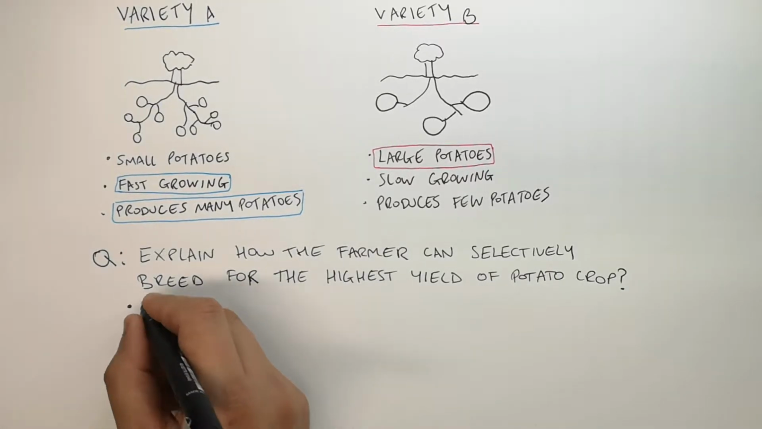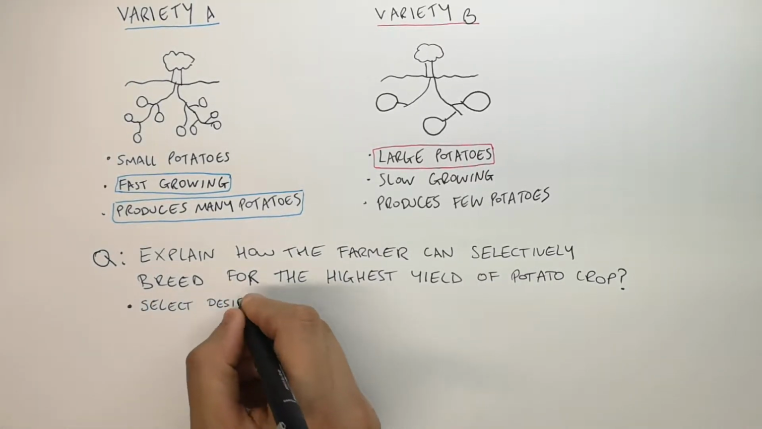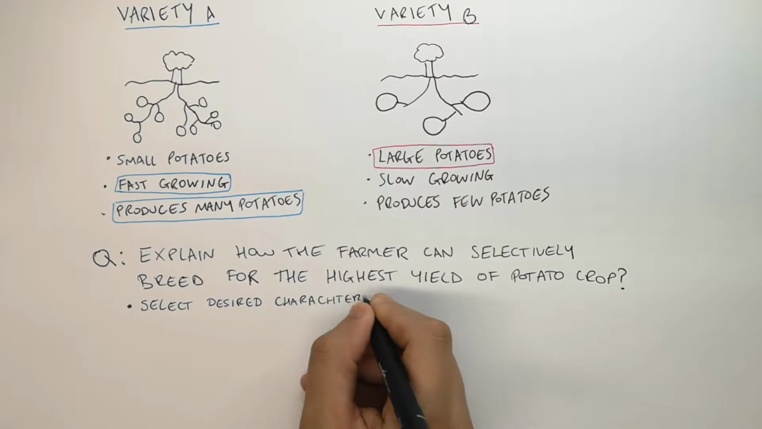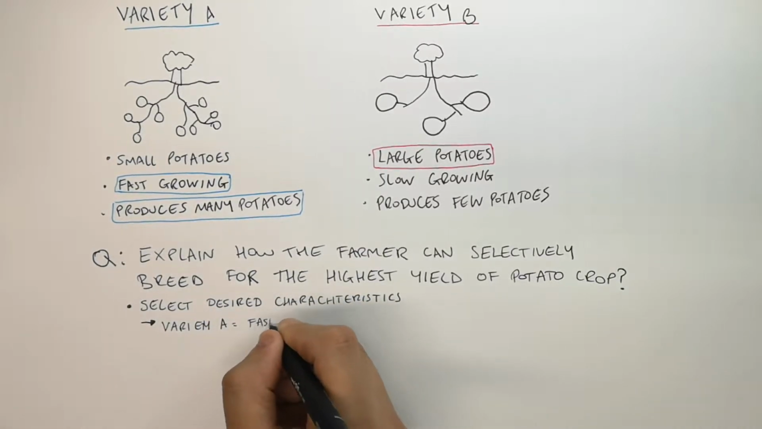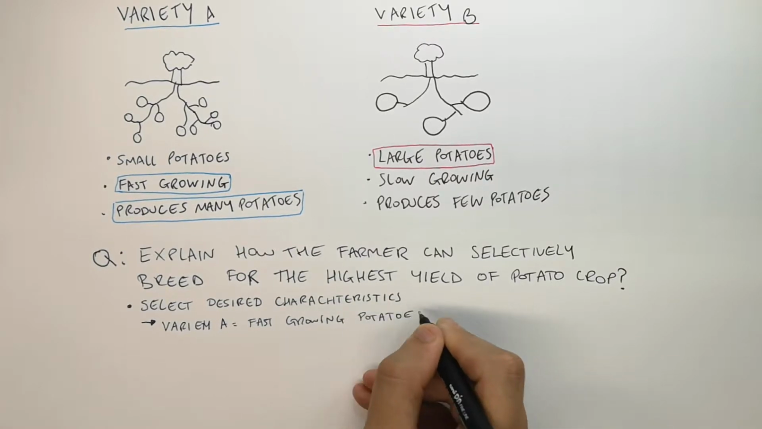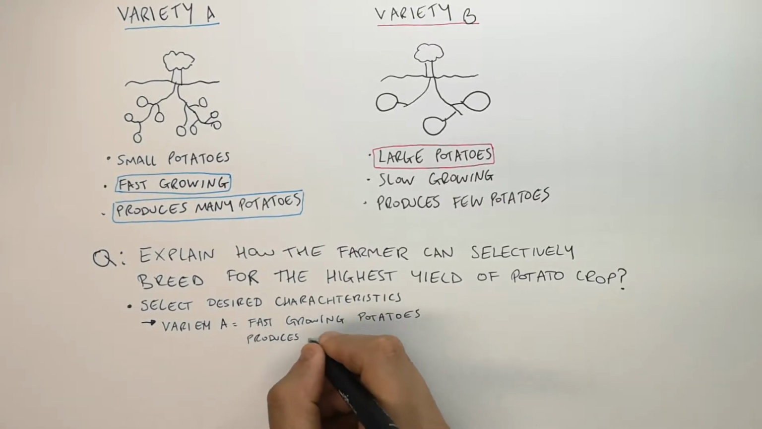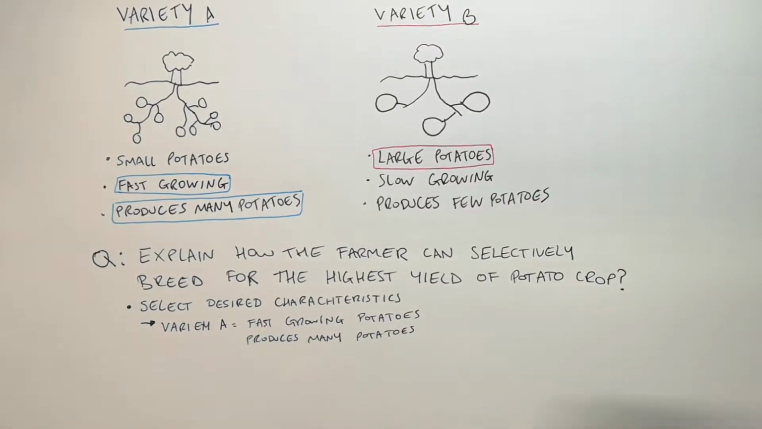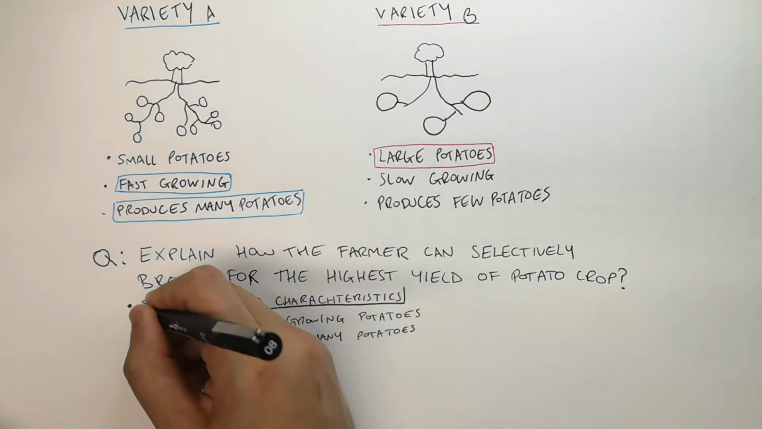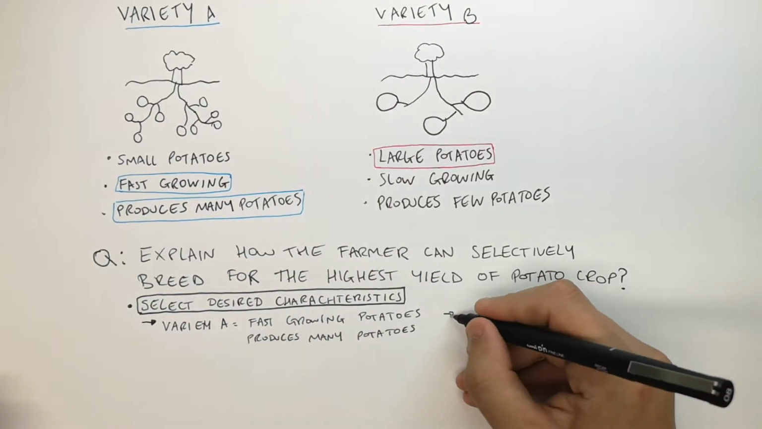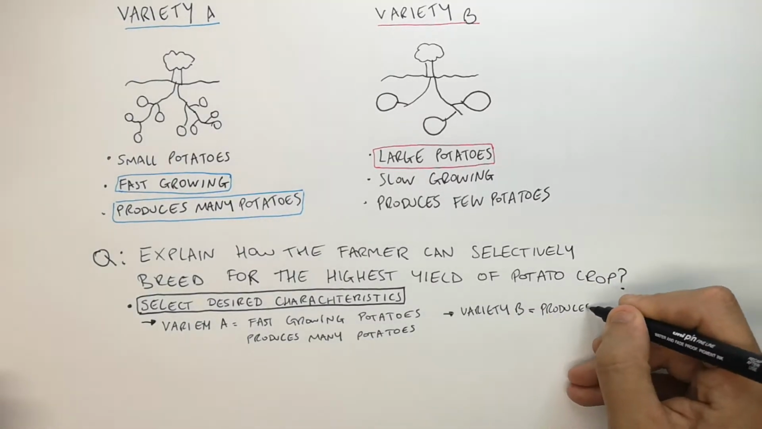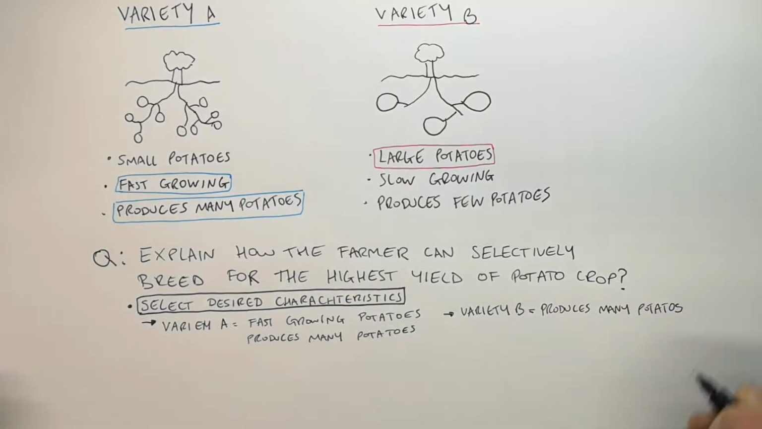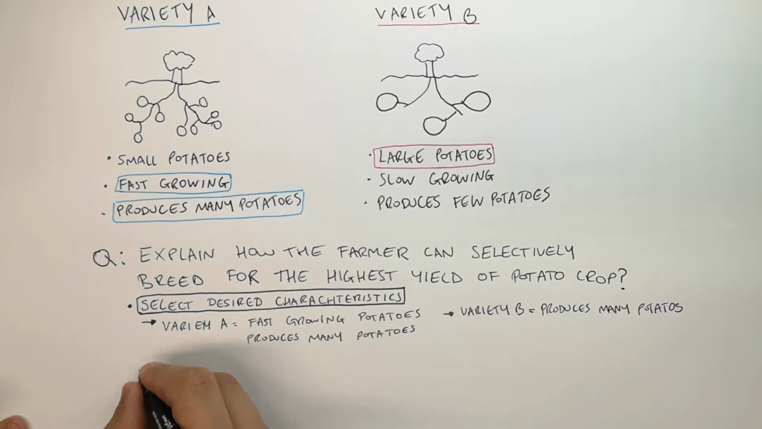So you're going to first identify and select for the desired characteristic. You're choosing variety A because it is fast growing. So variety A is fast growing, and it also produces many potatoes. So that is why we're selecting variety A. We're going to select for variety B as well, because variety B produces large potatoes. I know there's a mistake in the video, but it produces large potatoes, not many.